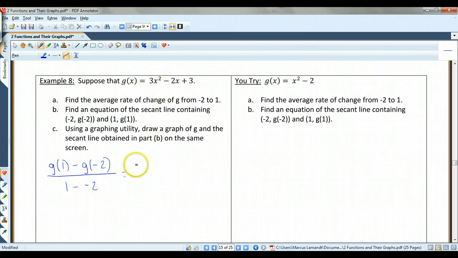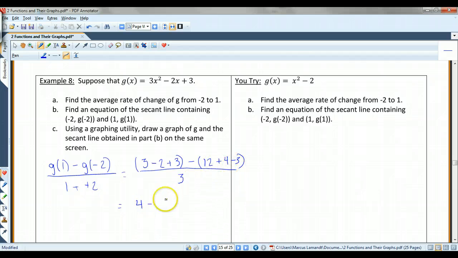So g of 1, I've got 3 minus 2 plus 3. Negative 2 squared is 4. 4 times 3 is 12. 2 times negative 2, or negative 2 times negative 2, that's positive 4. This becomes a plus. We've got 3 here. So 3 minus 2 is 1, plus 3 is 4. 12 plus 4 is 16. 16 minus 3 is 13. So I've got negative 9 over 3, which is negative 3.